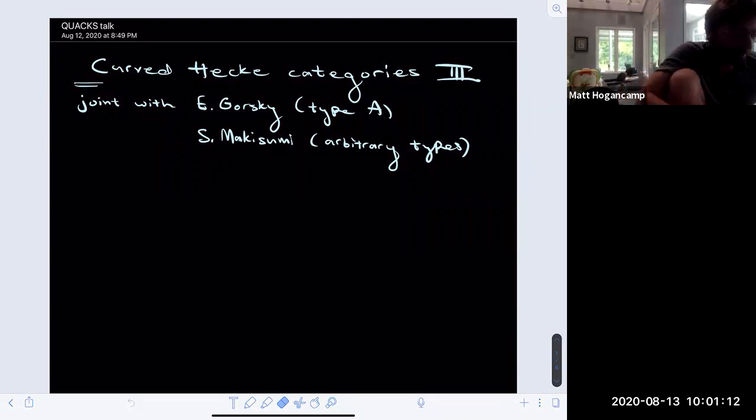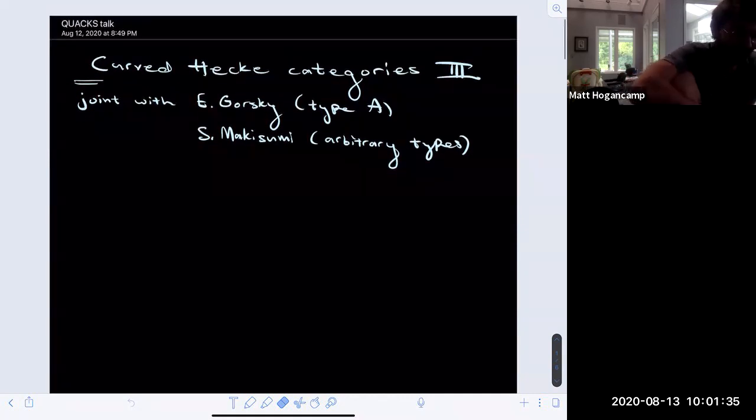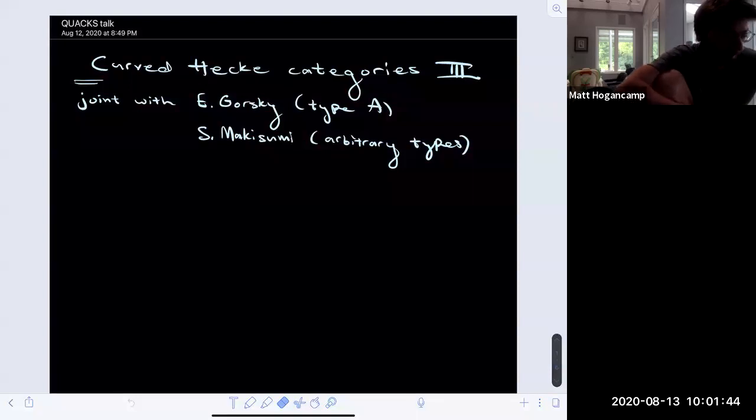Today I'll be talking about, so the first talk of this morning was Shotaro Makisumi. We all just call him Maki though. His talk was on curved Hecke categories 1 and 2. And in this talk, I'll talk about a sort of third paper that we're working on, which is a generalization to arbitrary types of something that was done in type A by me and Eugene Gorsky.